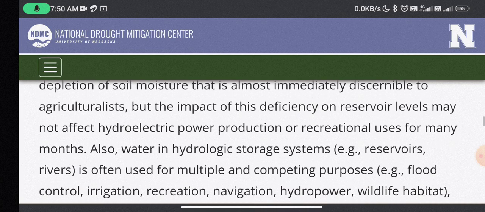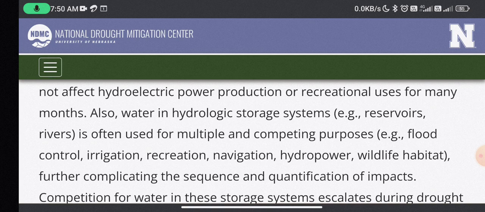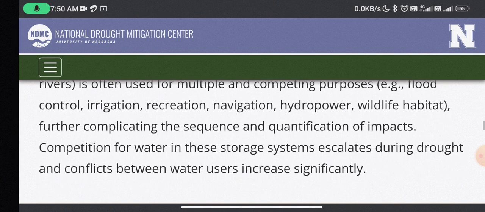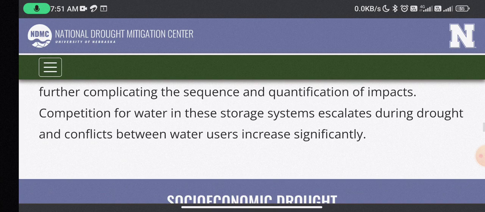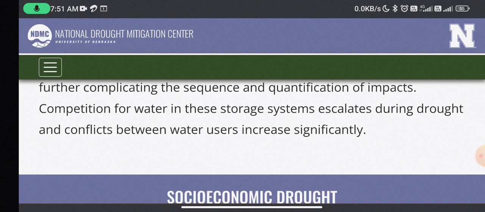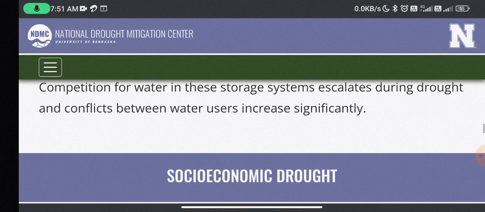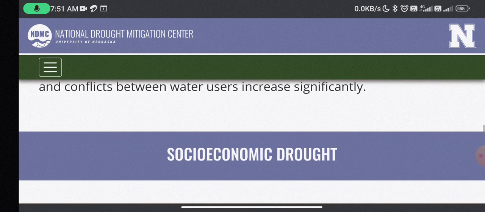Also, water in hydrologic storage systems, that is reservoirs and rivers, is often used for multiple and competing purposes, that is flood control, irrigation, recreation, navigation, hydropower, wildlife habitat. Further complicating the sequence and quantification of impacts, competition for water in these storage systems escalates during drought, and conflicts between water users increase significantly.